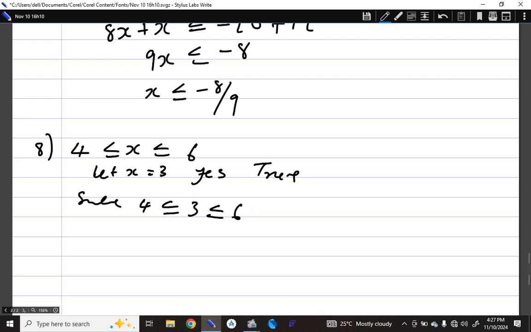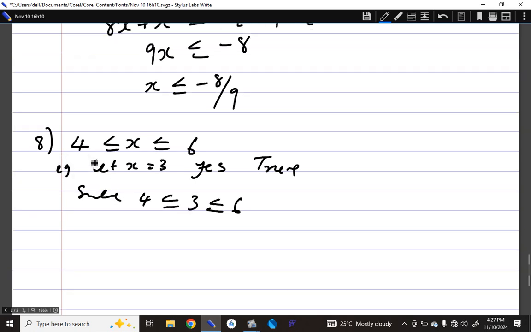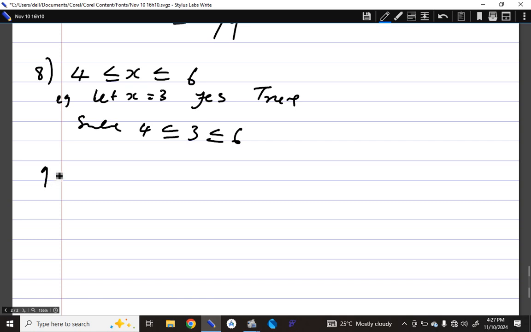So that is for an example. So an example to that. So it's very, very correct. We go to the next one, question number 9. For question number 9, it says that 10 is less than or equal to x, which is less than or equal to 7. Okay, is that very correct?